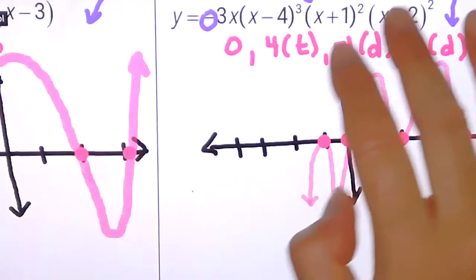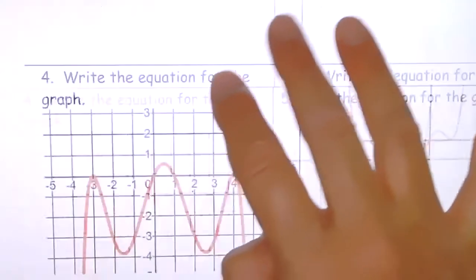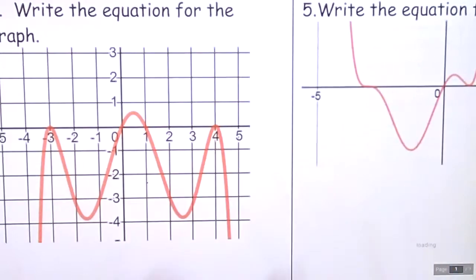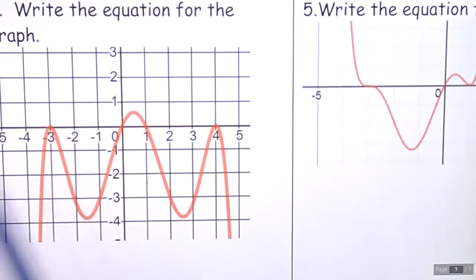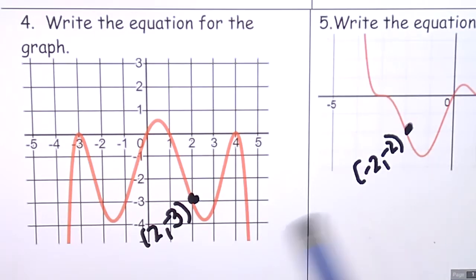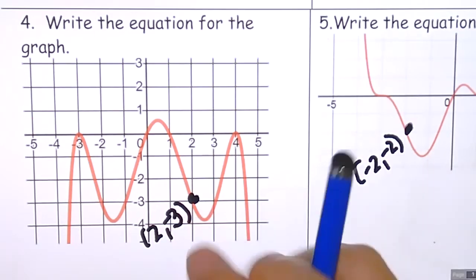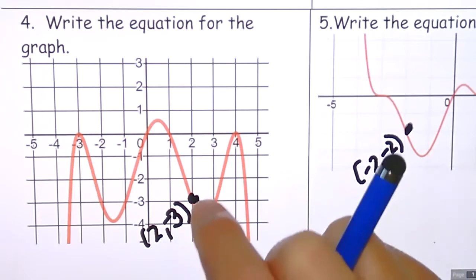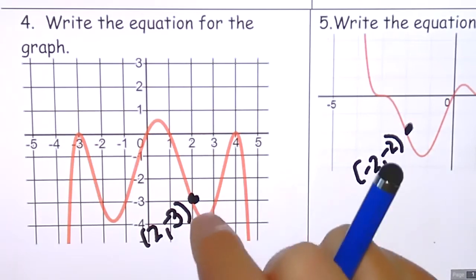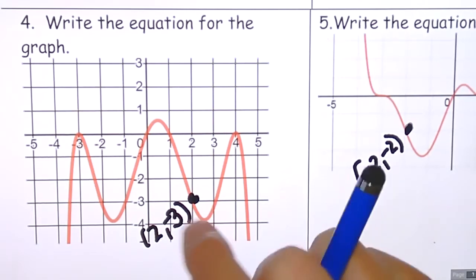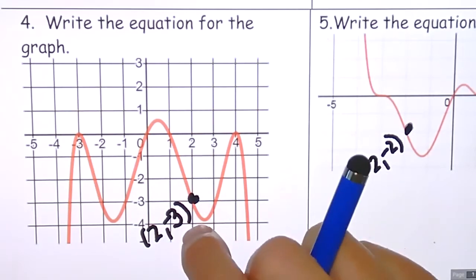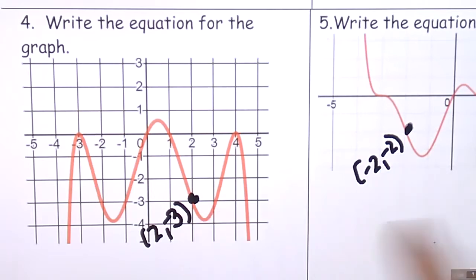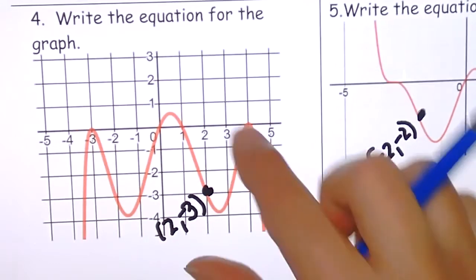Now on 4, we are going to use some values here. On these, I kind of gave you guys points to plug in. So I said, let's use this 2, -3. We're going to use that to find our A, to be specific. This was our new type of problem today where we had a stretch in A that we're trying to work out. So I will say which point we were using each time.